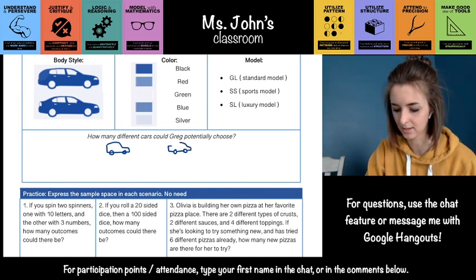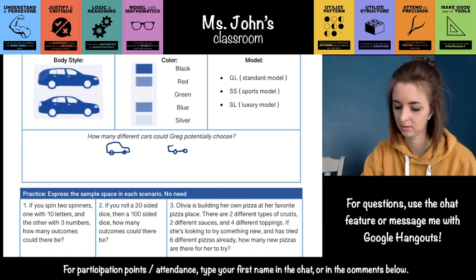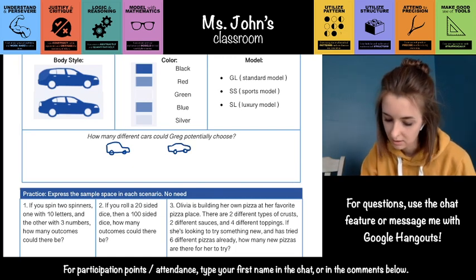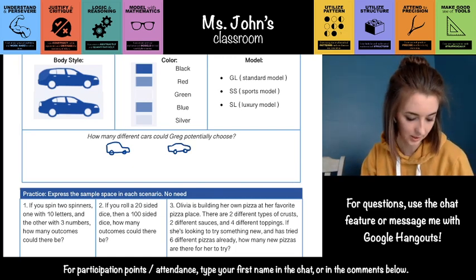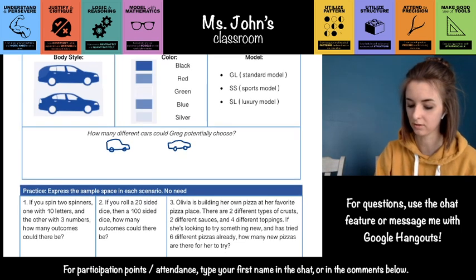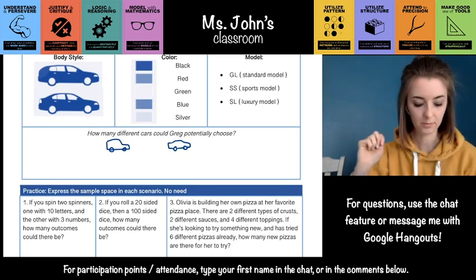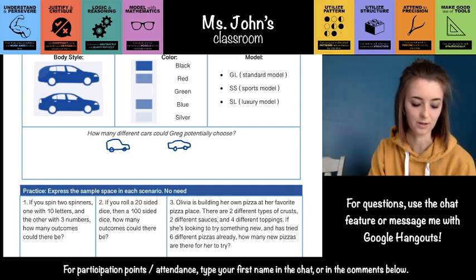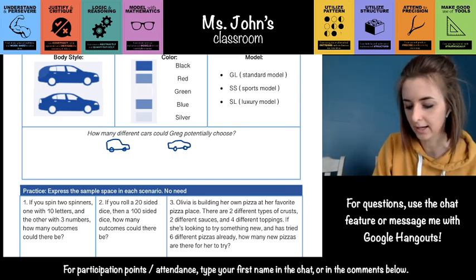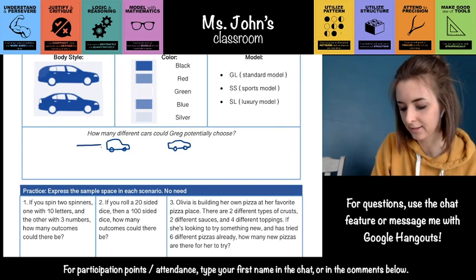I can't remember what the 2 kinds of cars were called from this problem, but that's okay. So we have 2 different models, and then for each of those models, we have 5 different colors. So he could buy a black one, a red one, a green one, a blue one, and a silver one.